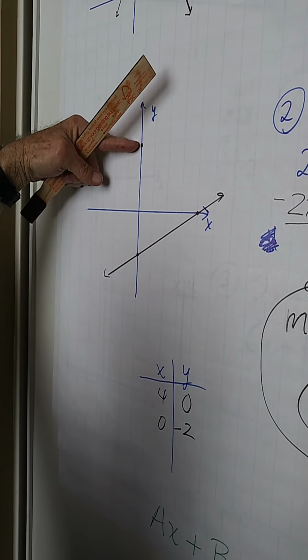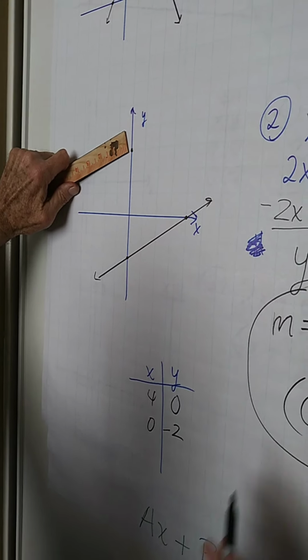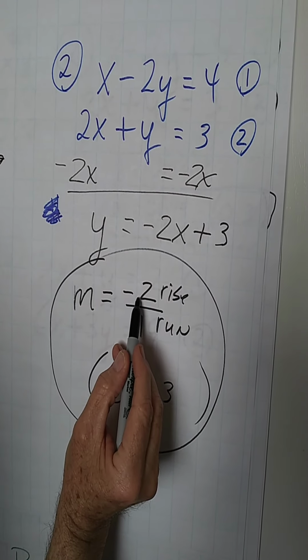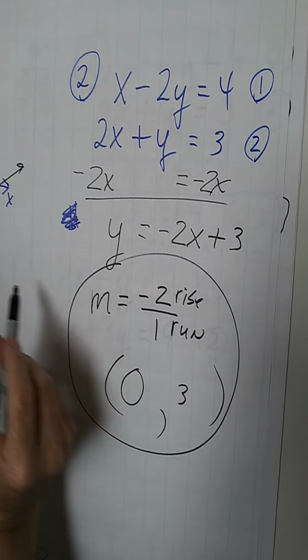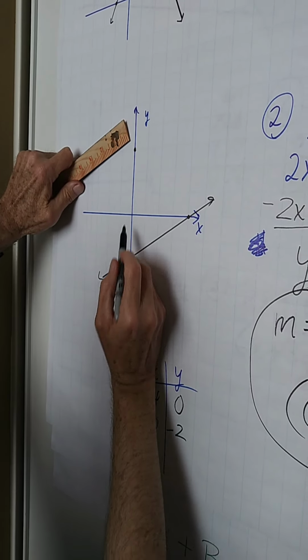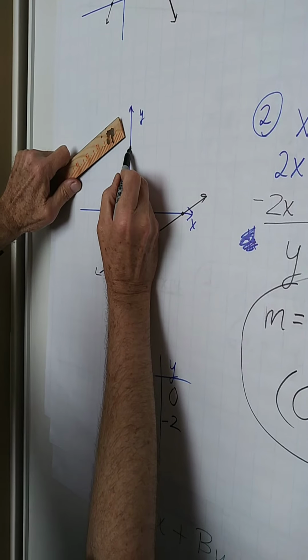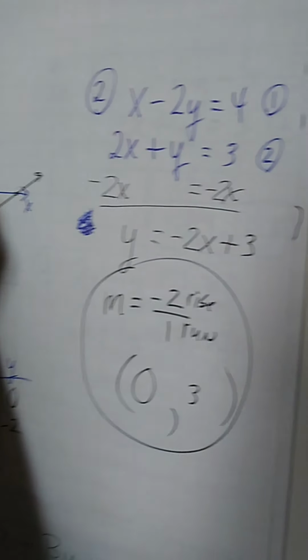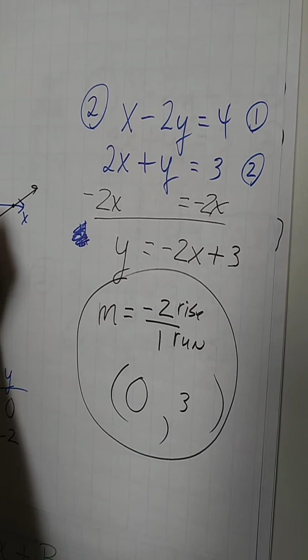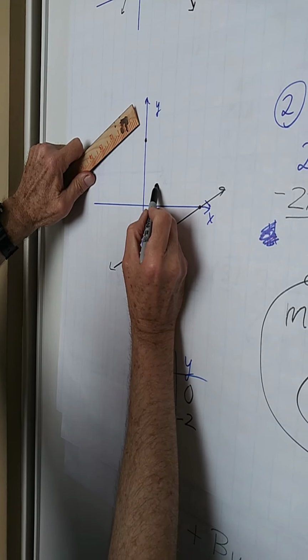And then beginning right there, we're going to rise negative 2, and we're going to run a positive 1. Rise a negative 2, we're going to go down 2. Go down 1, 2, and then run it positive 1. And that would be right there.